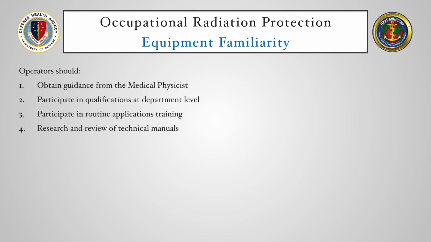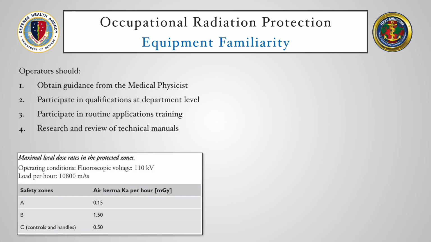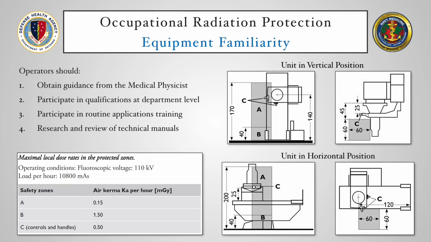Thinking about technical manuals, you can look in the technical manual for the isochroma maps that we previously mentioned, but they also have maximum local dose rates to the operators in various positions. So in this example, they used a load per hour of 10,800 mAs and used 3 different safety zones of A, B, and C. They also documented that when the unit is in the vertical position and the horizontal position, there are various exposure zones so that the operators know what to expect in terms of the air kerma rate per hour.